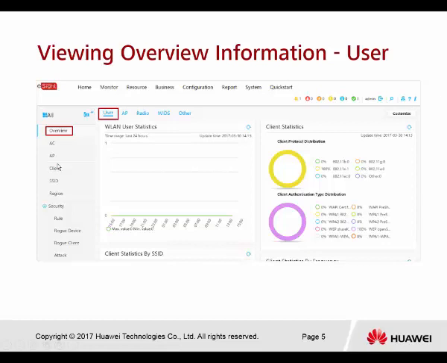So how to check this one? You have to go back to your home page or the monitor. Now on the overview, you click on the user. On the user here, they will show you the total of the users, and here the time, how many users are online at this moment. They will show the client protocol distribution.